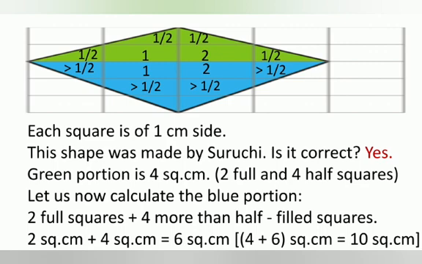So the total area of this shape is area of the green portion plus the area of the blue portion, that is 4 square centimeter plus 6 square centimeter, which is equal to 10 square centimeter. So we can say Suruchi is right.